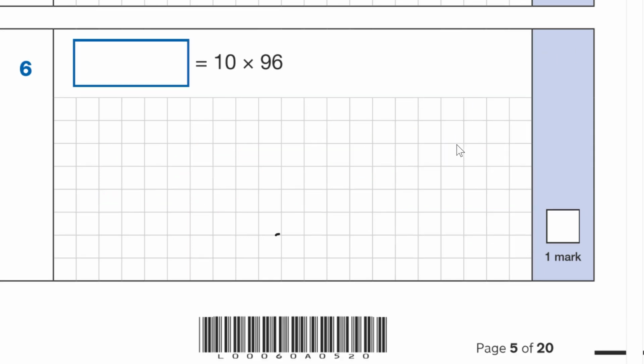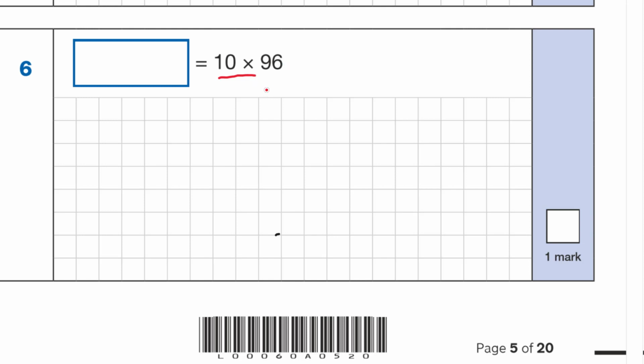Question 6. Okay, we've got another question where the missing value is before the number sentence. So just think about this as the other way around. 10 times 96 equals, or 96 times 10 equals. Doesn't matter what way round it is. As we're multiplying by 10, there is no need to do a written multiplication. You do need to know how to multiply numbers by 10, 100 and 1000, and to divide them as well.